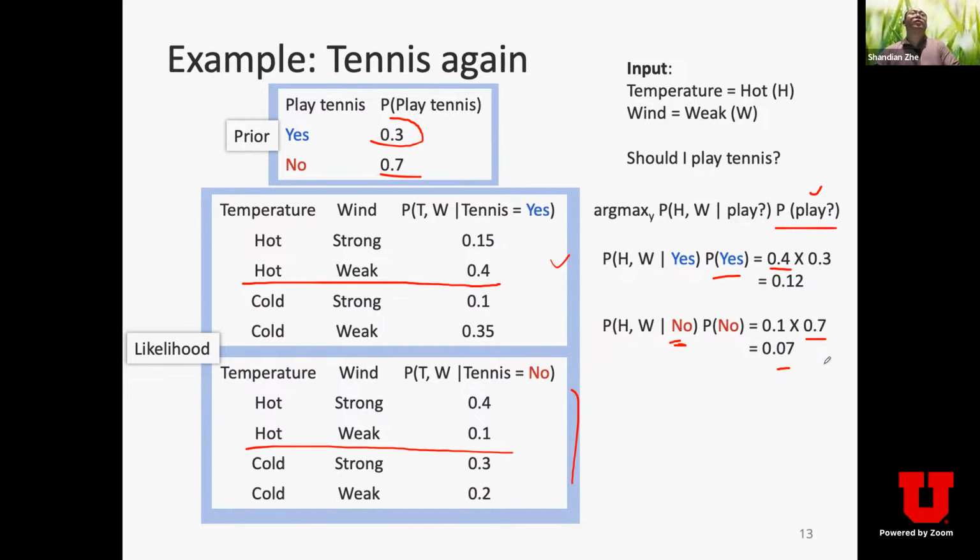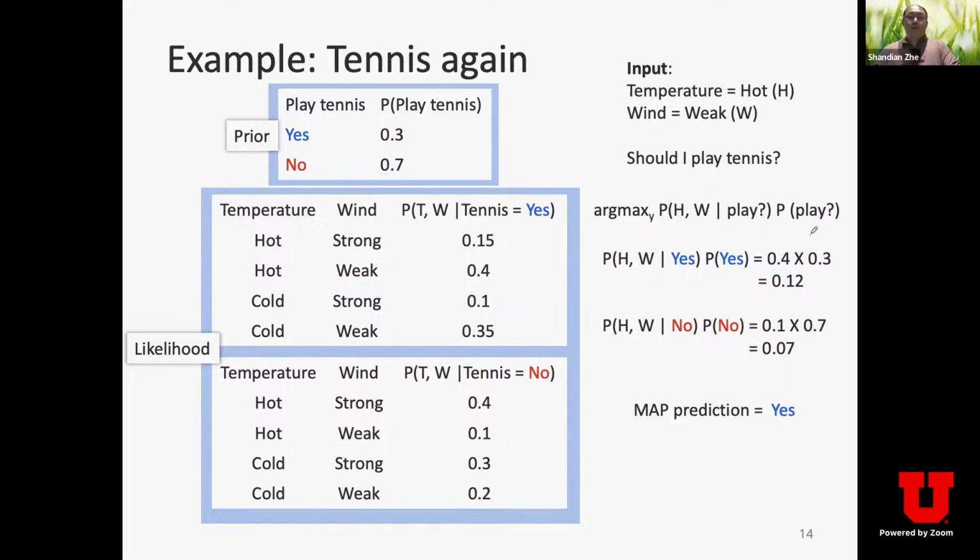So now, which label should we predict? Yes, because we want to find the label that gives the maximum posterior probability, which obviously is yes. So my MAP prediction is yes. Any questions so far?